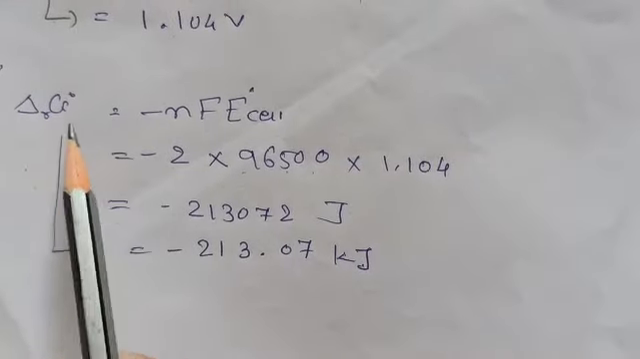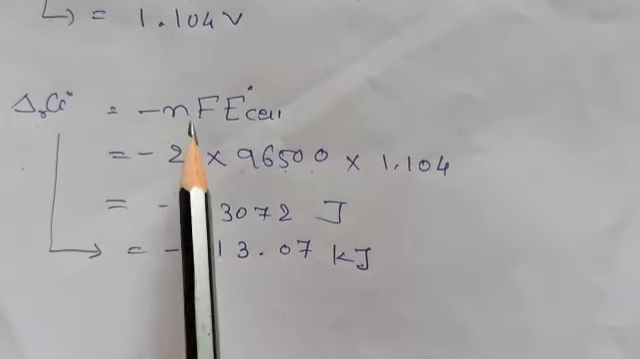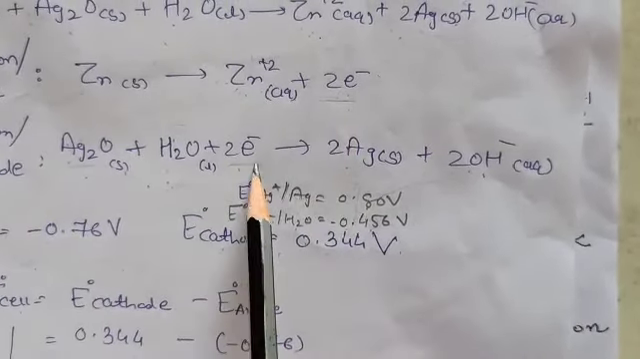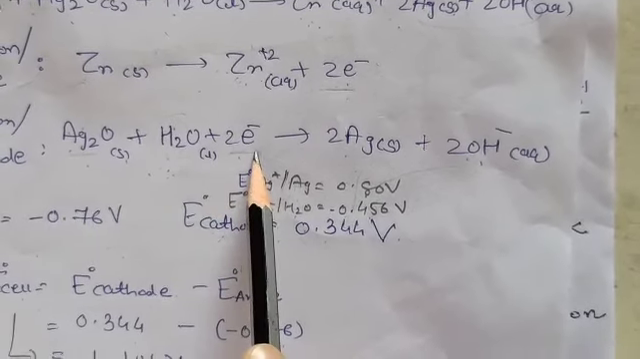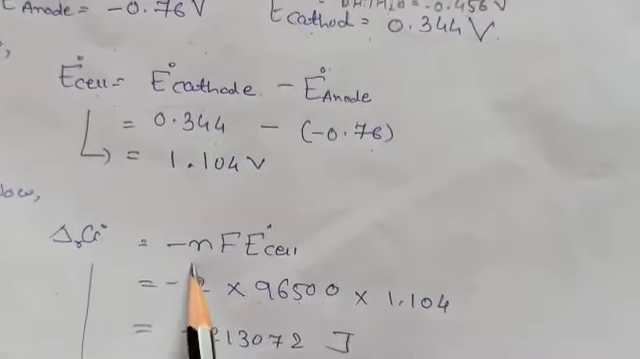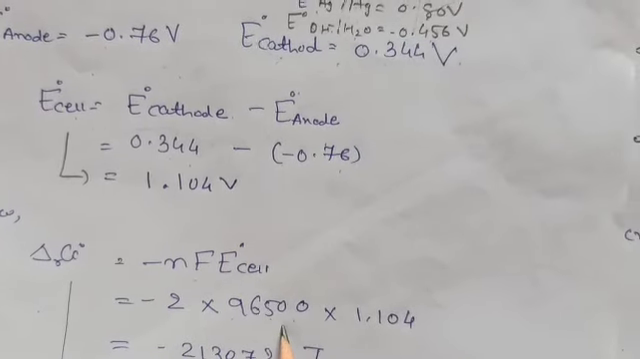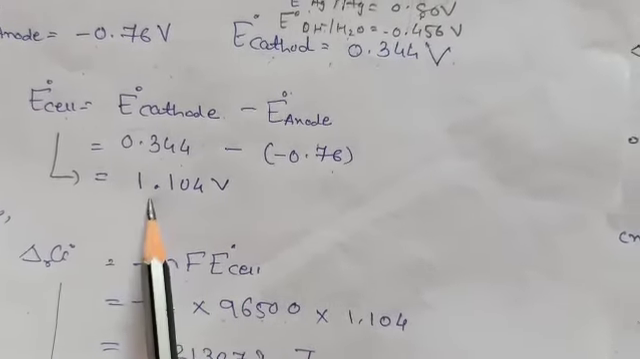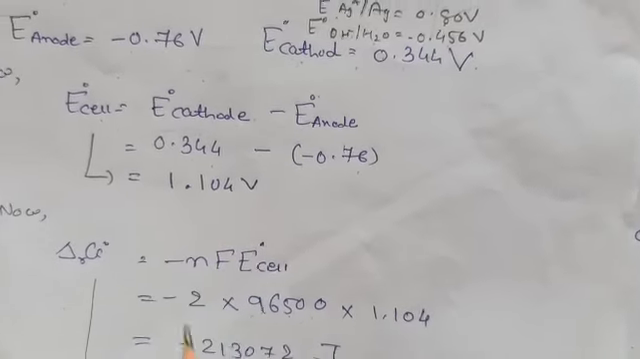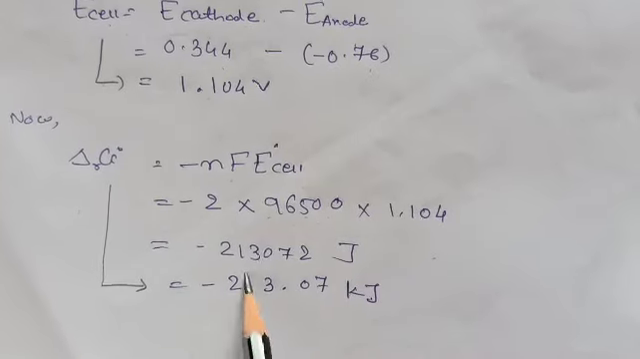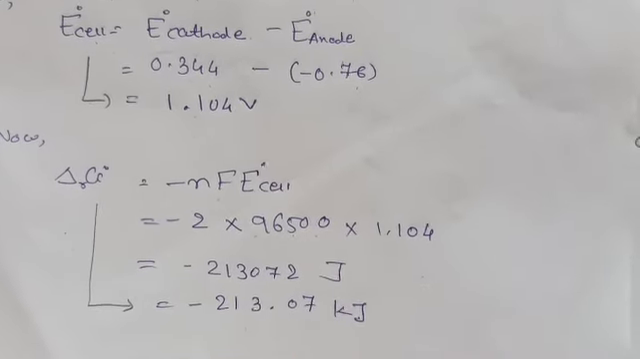Now you also have to find out the Gibbs free energy. Gibbs free energy ΔG0 is equal to minus nFE0 cell, right? During the reaction the electrons donated or accepted are 2, so our n will be 2. The Faraday value is 96500 and you have E0 cell 1.104. Multiply them and you will get the Gibbs free energy as minus 213.07 kilojoule.